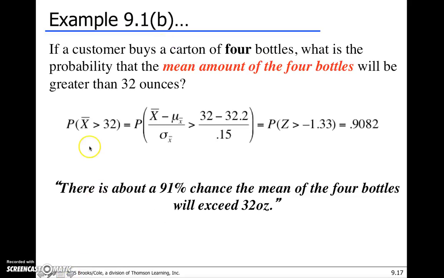So the probability that x bar is greater than 32 is given by the probability that x bar minus mu of x bar over sigma of x bar, that is z, is greater than 32 minus 32.2 over 0.15. That gives you the probability z is greater than minus 1.33, which gives 0.9082. Remember, you read the tables accordingly in the manner we've done before. That is, there is a 91% chance the mean of the 4 bottles will exceed 32 ounces.